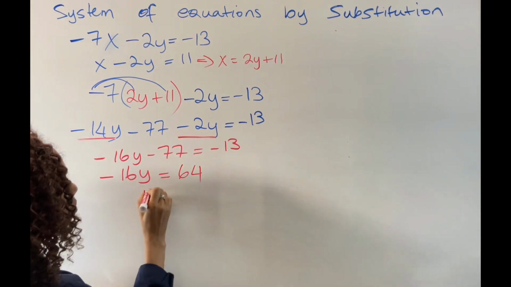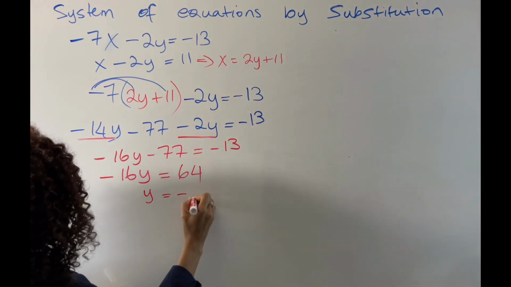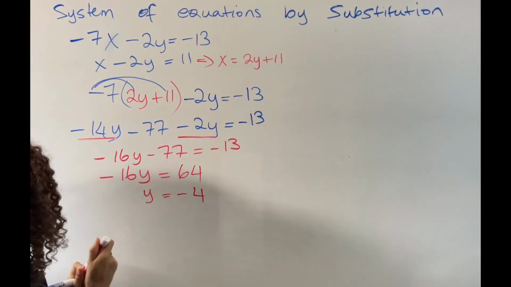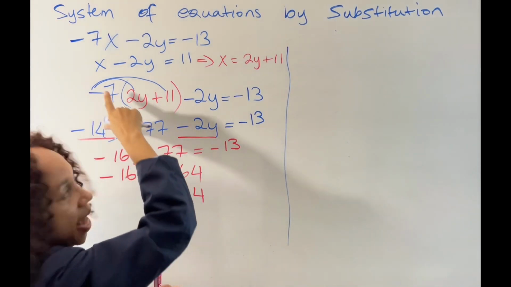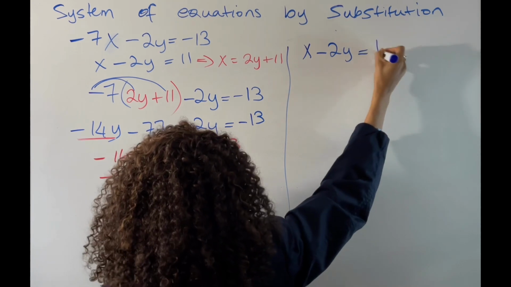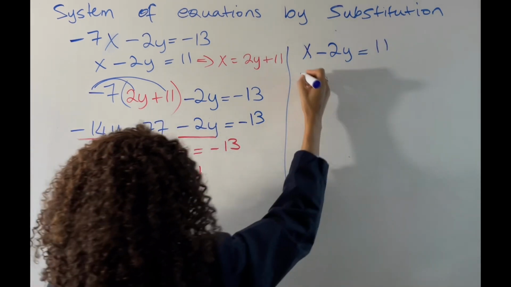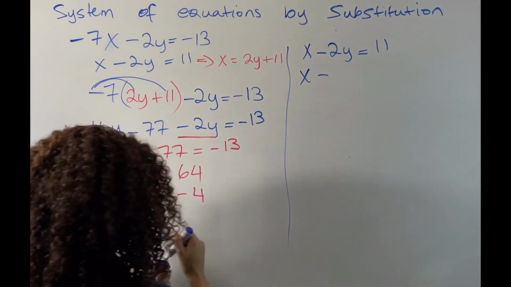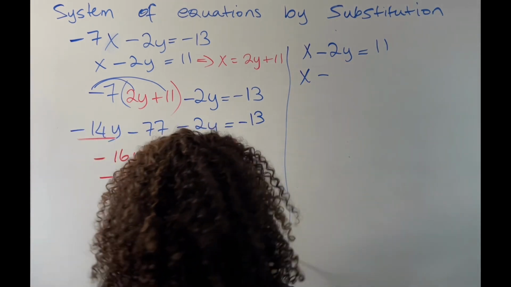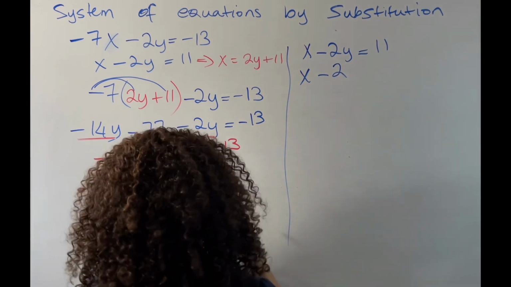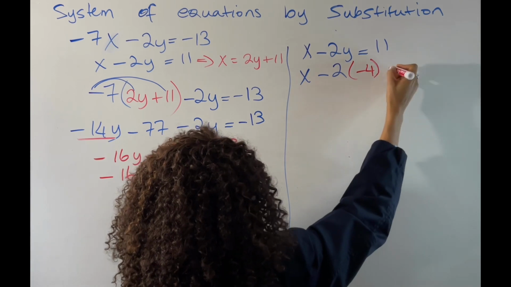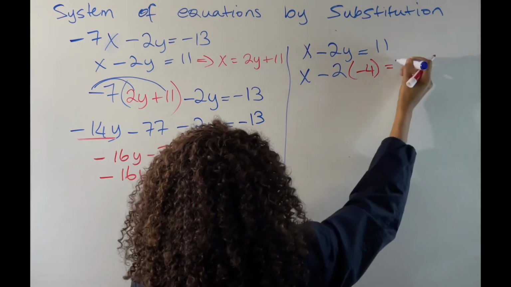So now you will have y equals negative 4. All right, so that is what you have for that. You're not finished. So we're going to take the second equation, which is x minus 2y equals 11. And wherever I see y, I'm going to substitute that with negative 4. So I will now have x minus 2, and my y here is simply going to be replaced with negative 4, equals 11.